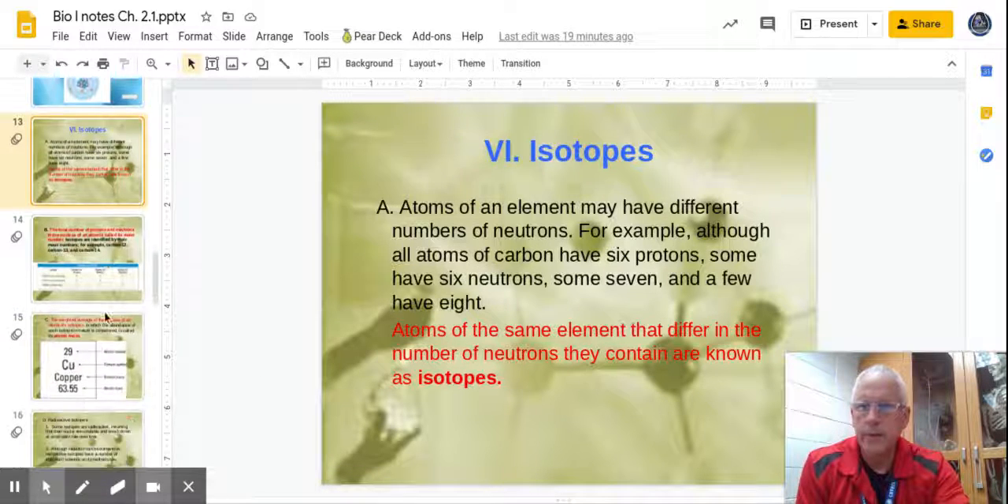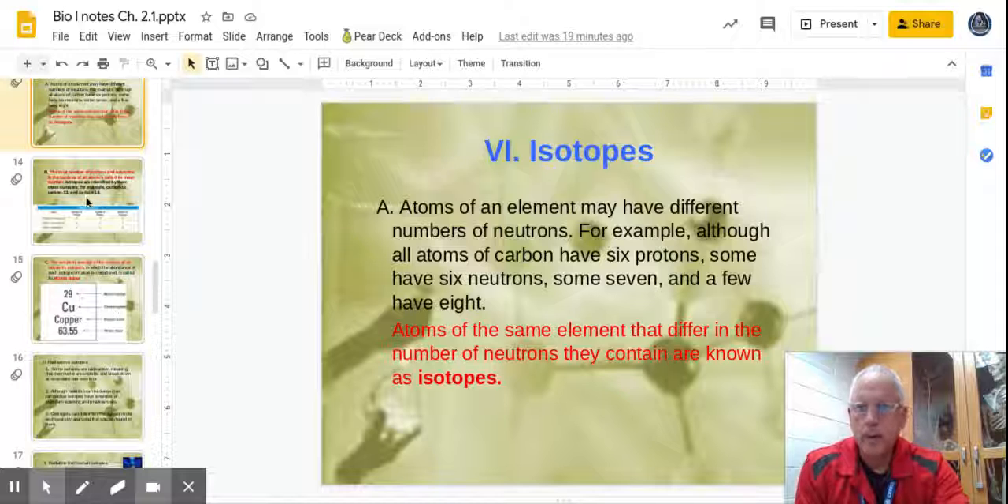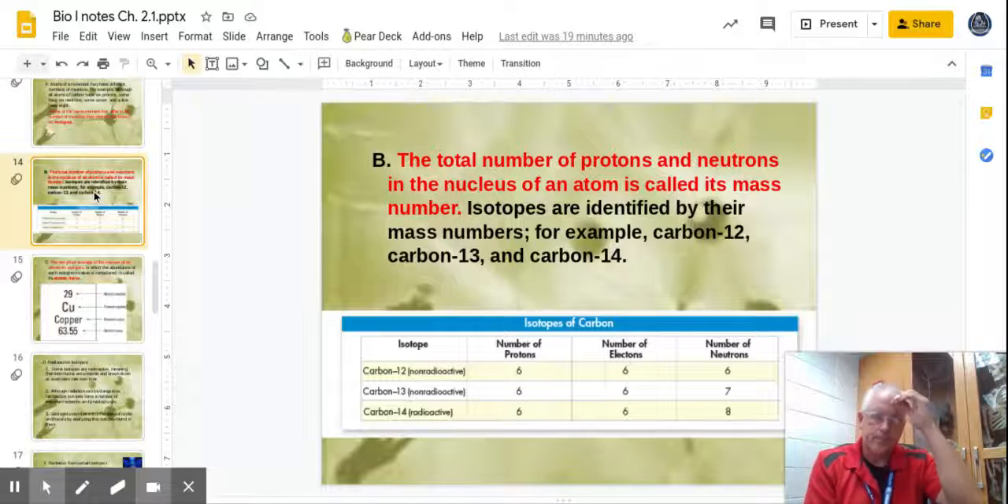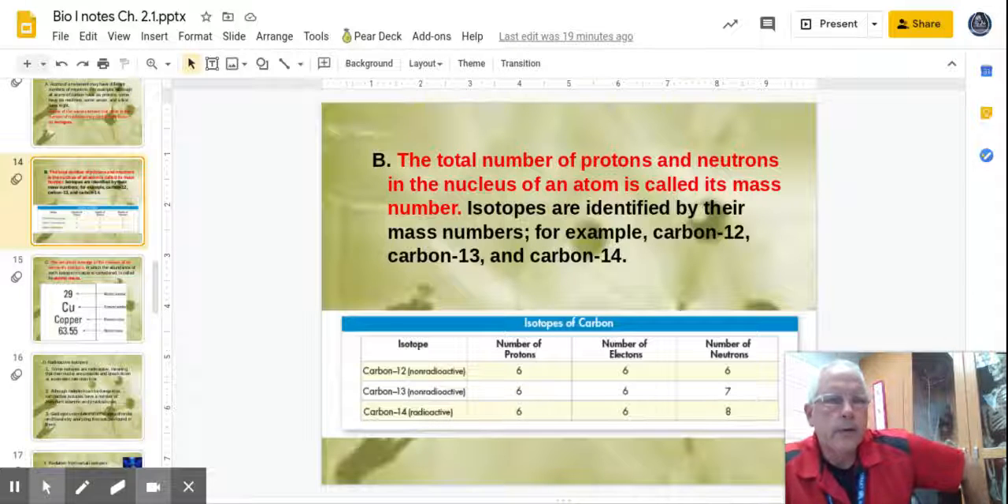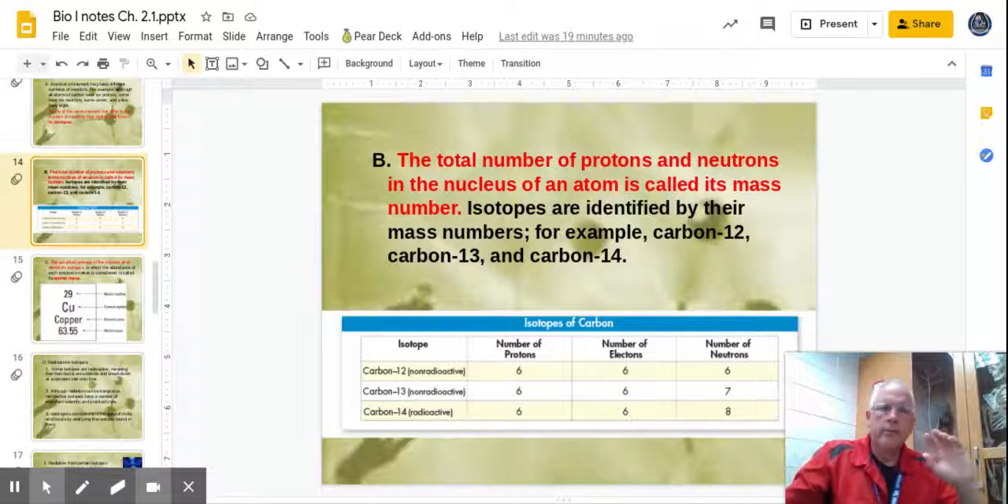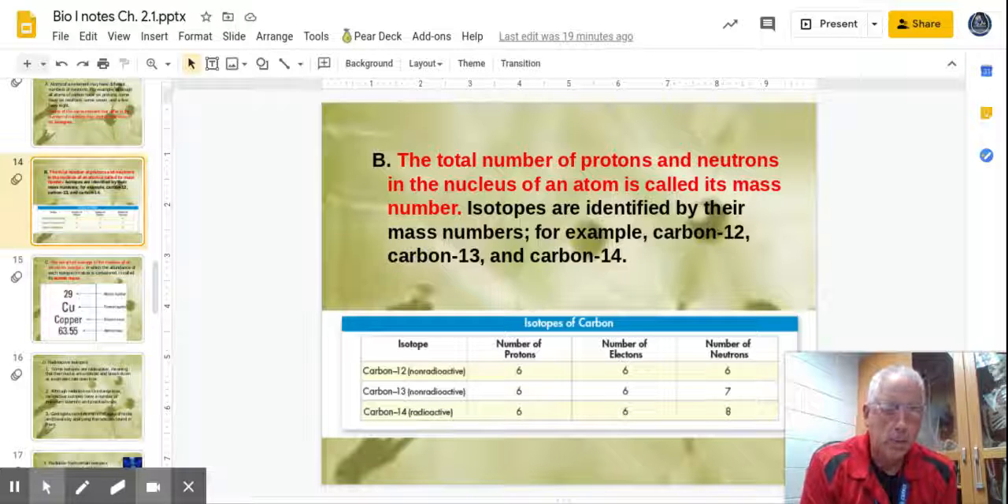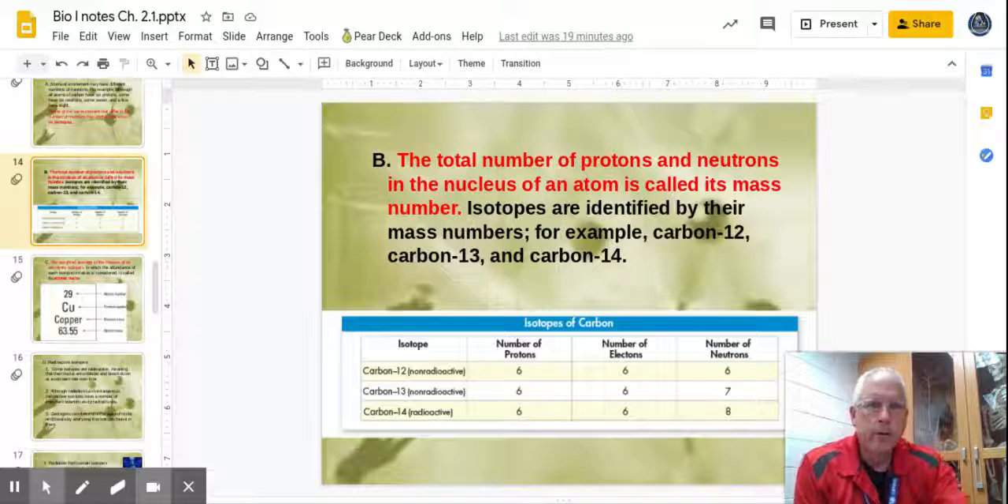So let me explain something that's really important, and this will make sense, I think, to you, and it should ring a bell. The total number of protons and neutrons is called the mass number, not to be confused with atomic mass. I hear people and I see websites, I've even had other teachers from other schools say, oh, mass number and atomic mass are exactly the same thing. Not true, okay? Look at this chart.